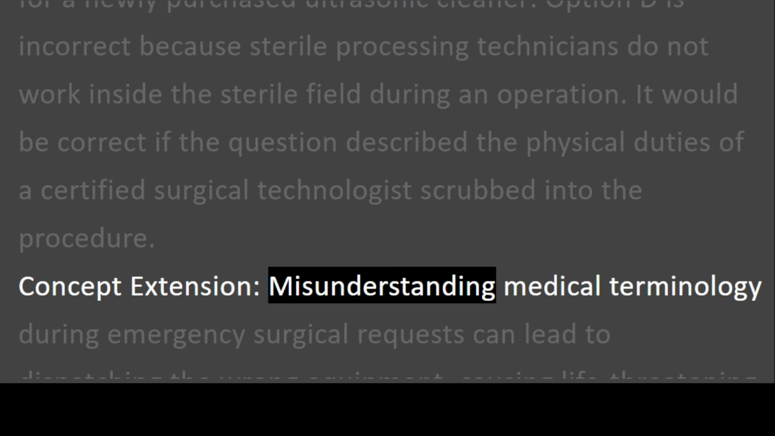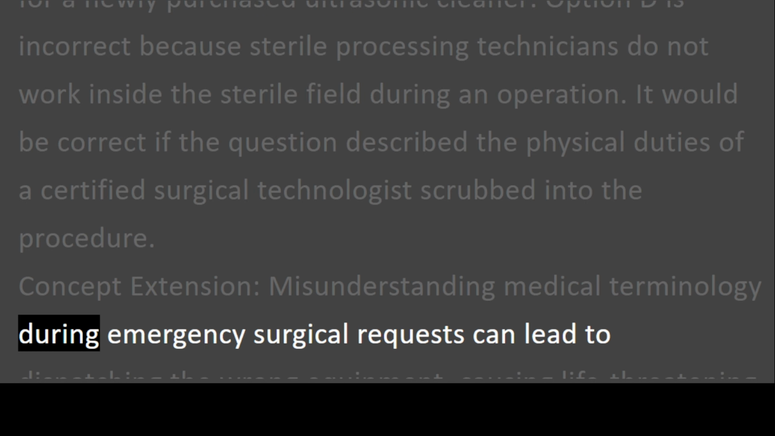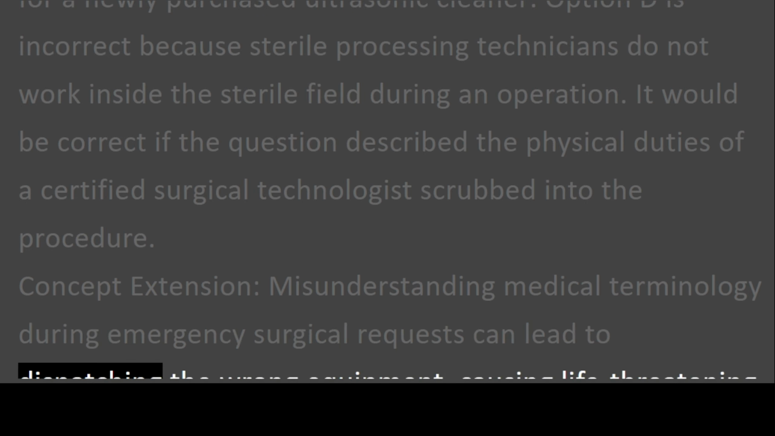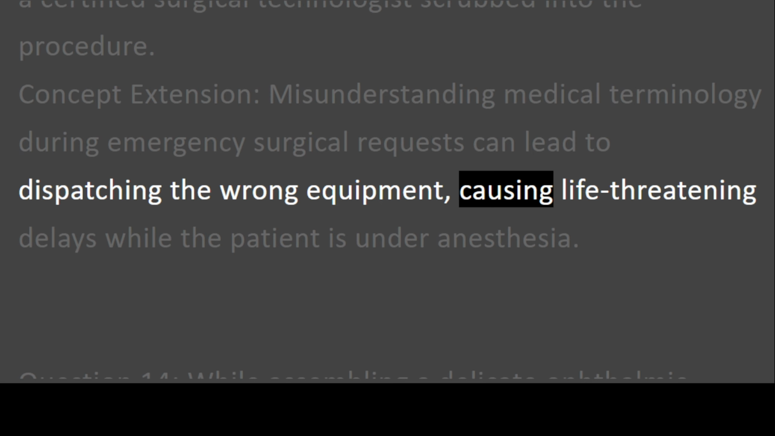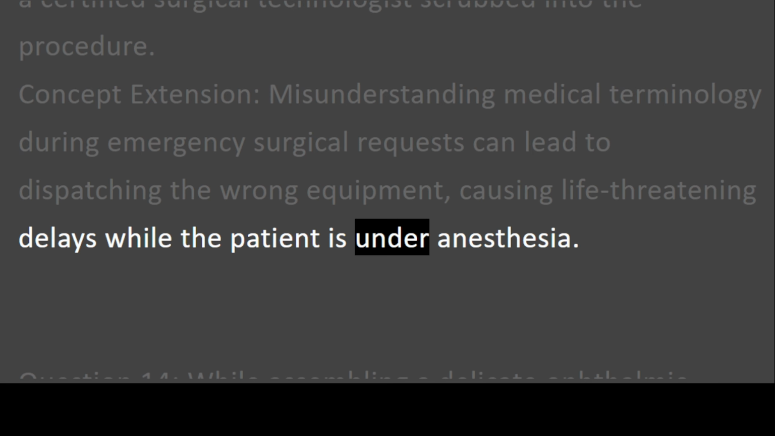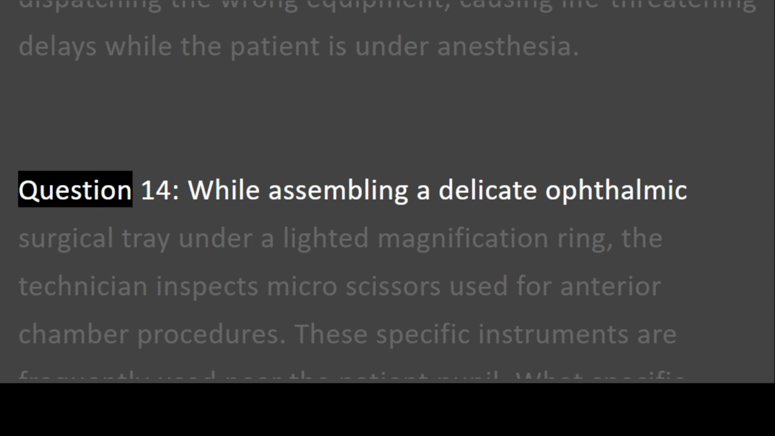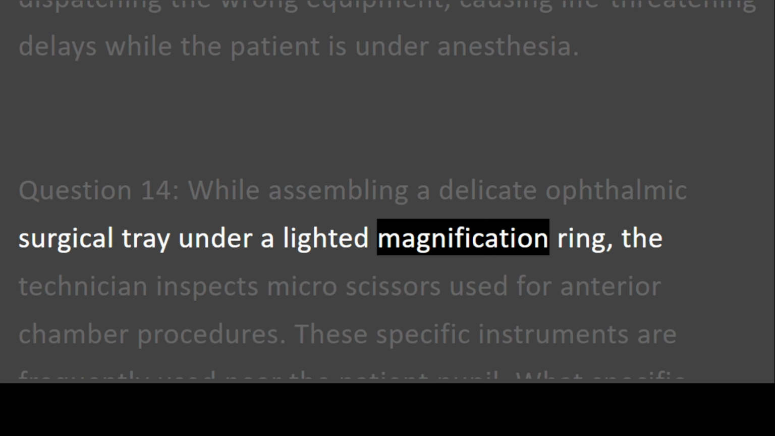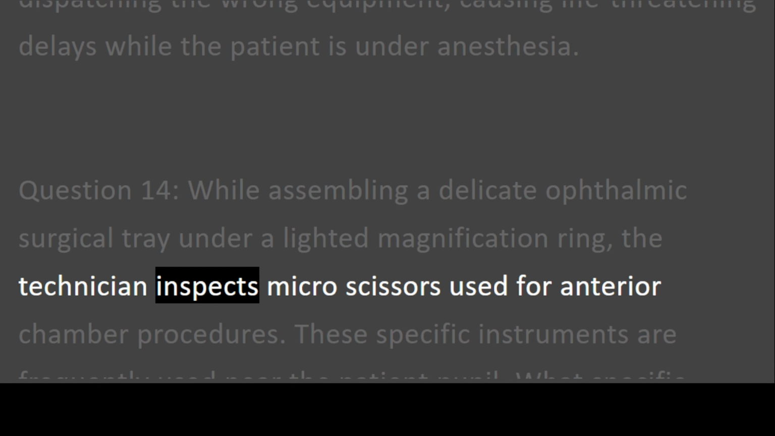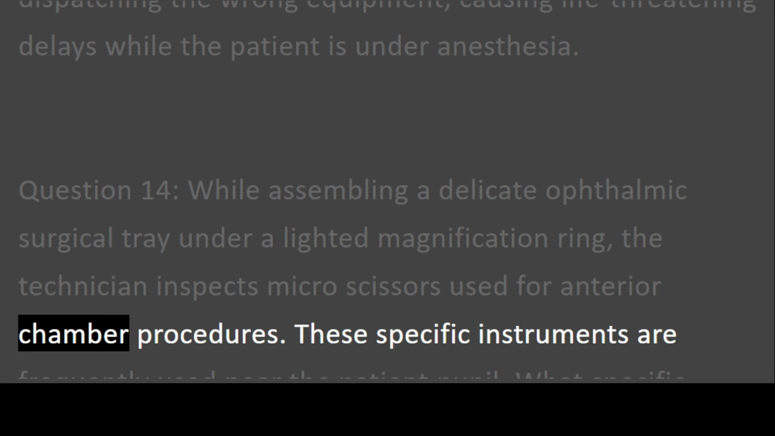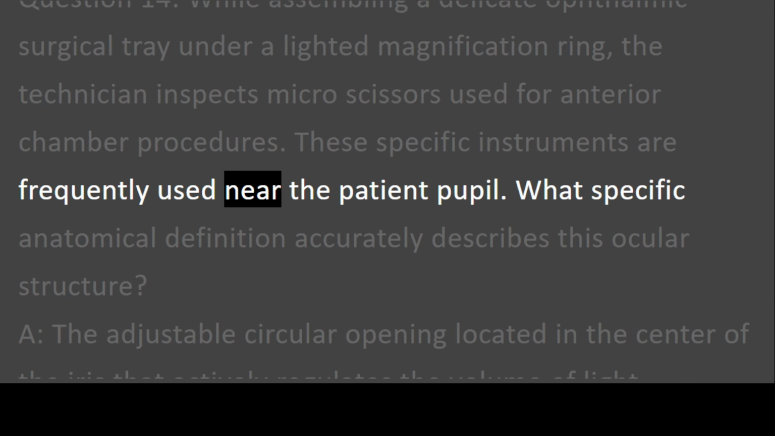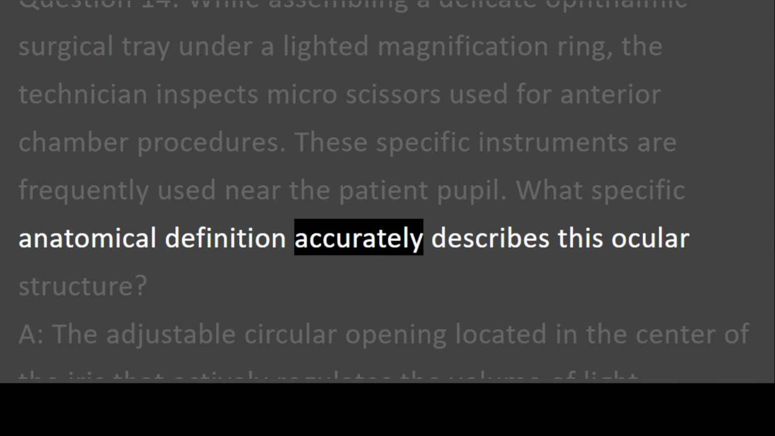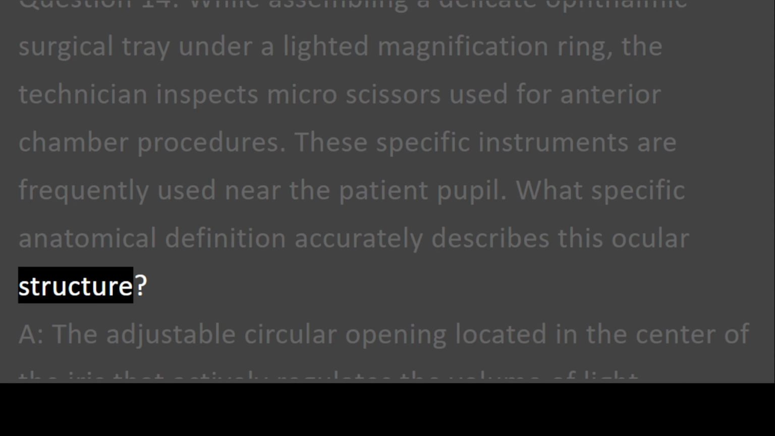Concept extension. Misunderstanding medical terminology during emergency surgical requests can lead to dispatching the wrong equipment, causing life-threatening delays while the patient is under anesthesia. Question 14. While assembling a delicate ophthalmic surgical tray under a lighted magnification ring, the technician inspects micro scissors used for anterior chamber procedures. These specific instruments are frequently used near the patient pupil. What specific anatomical definition accurately describes this ocular structure?